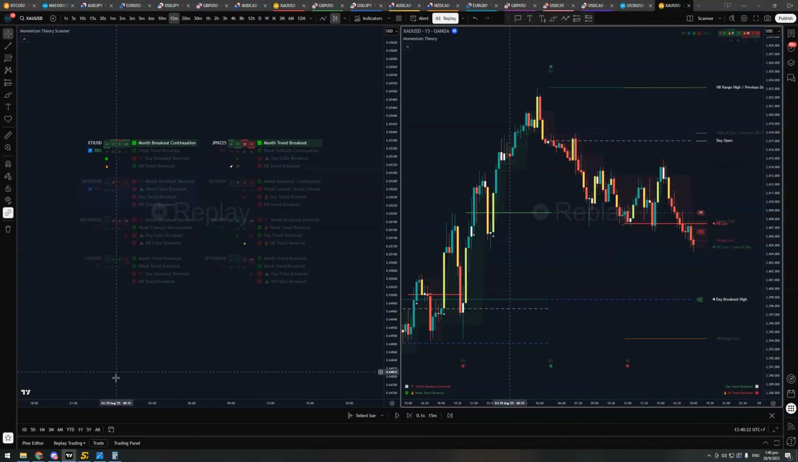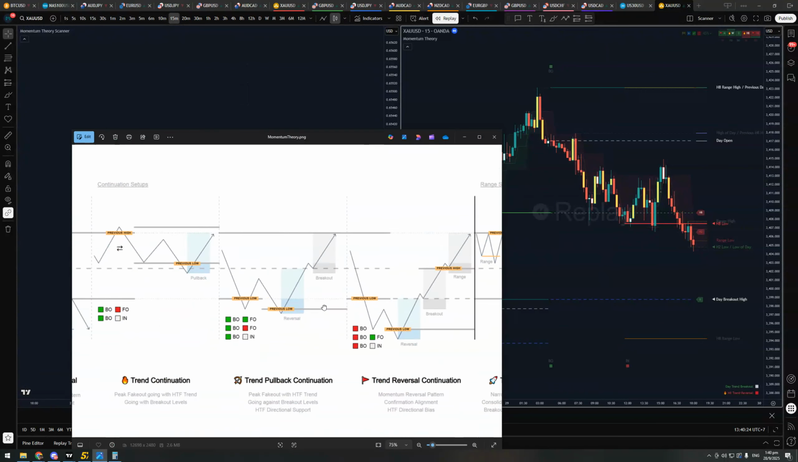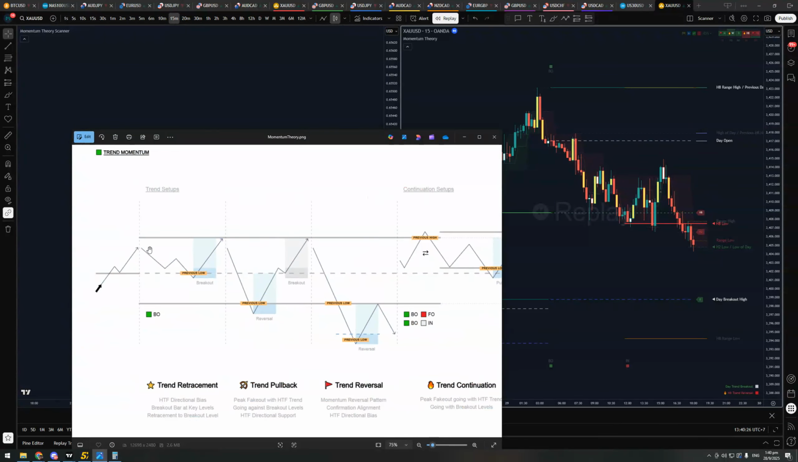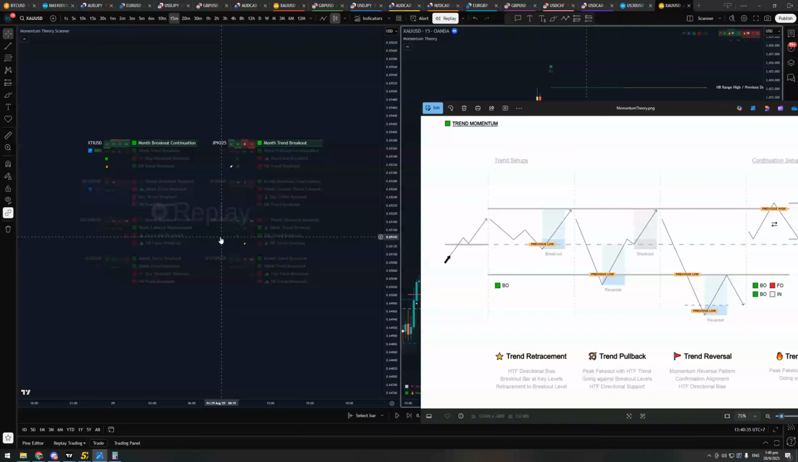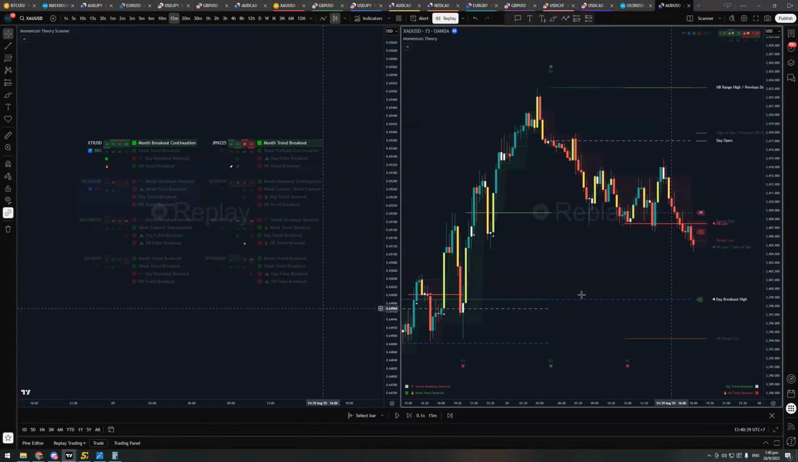So this is lit up because the trend retracement setup is possibly forming. So we have a bullish breakout bar and we have triggered that H8 low. We're not back above it, but we have triggered it. So this is why this is lit up, that this is a possible trend retracement forming.